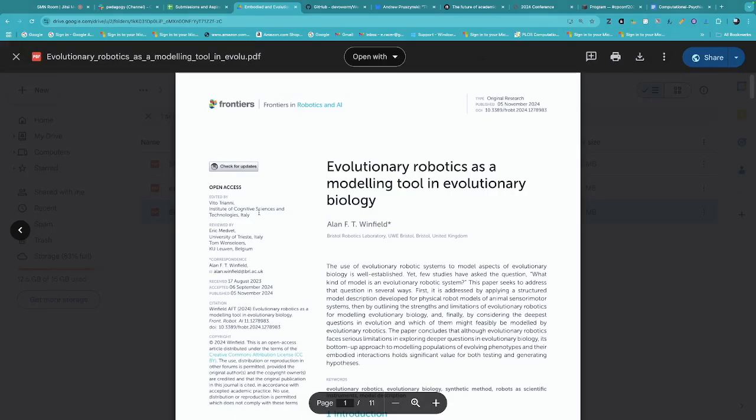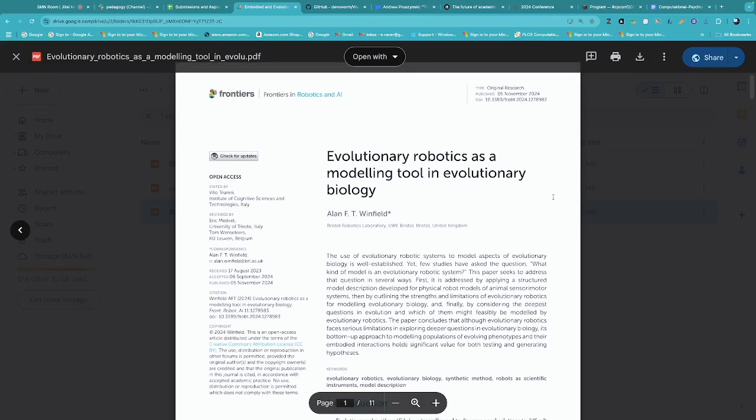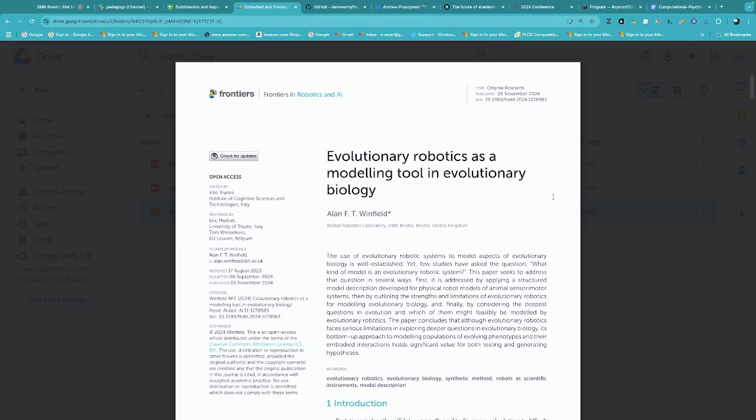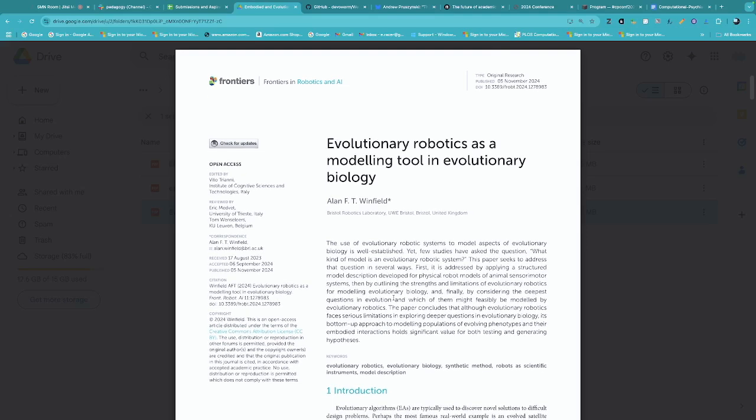This third paper then is Evolutionary Robotics as a Modeling Tool in Evolutionary Biology. And again, we have this robotics approach, but this time it's applied to evolutionary biology, not biological constructs or agents that are supposed to be biological constructs. So this is from Frontiers in Robotics and AI. I'll just go through the abstract and we'll finish up for today.